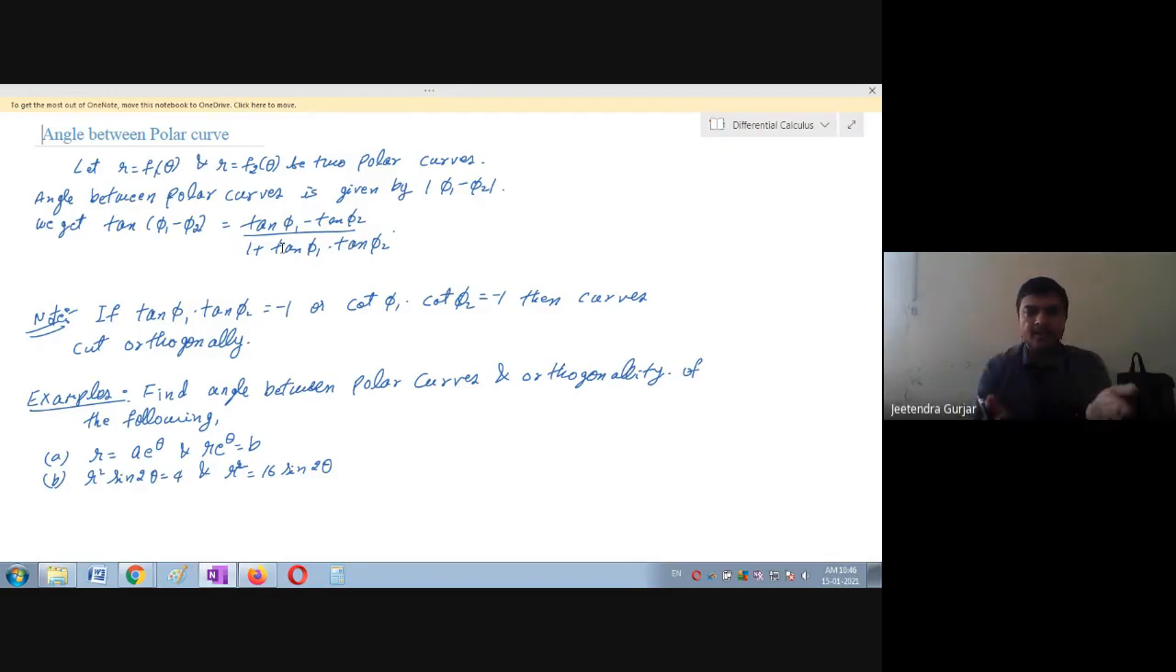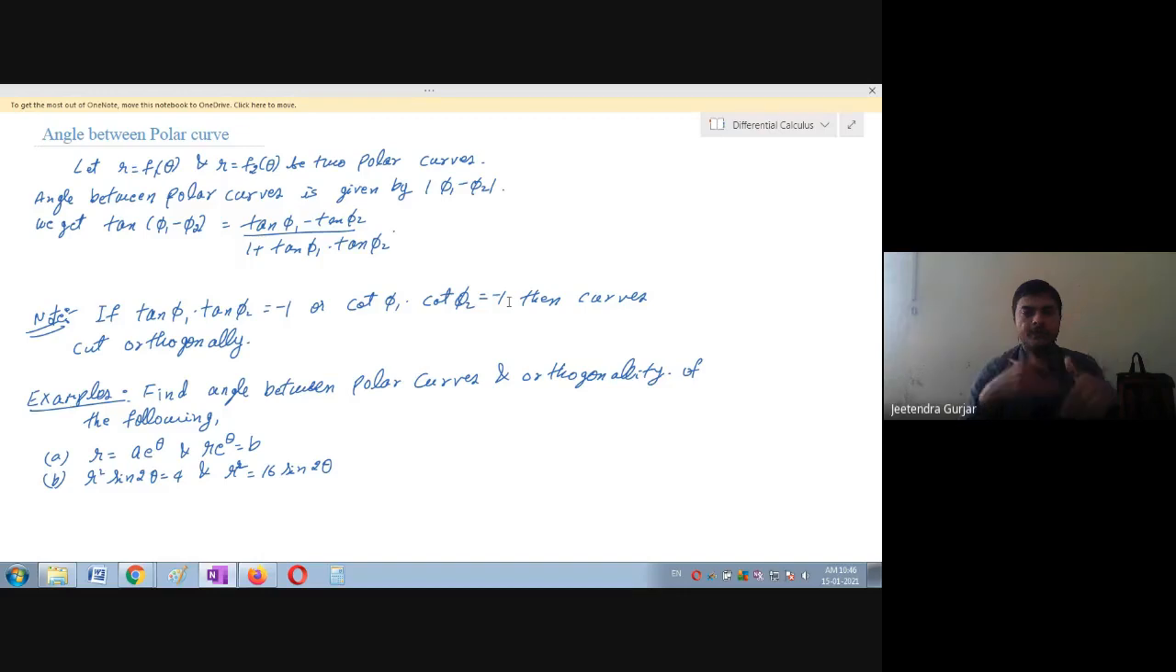Whenever this is equal to minus 1, that is, tan phi 1 into tan phi 2 is equal to minus 1 if you get, or cot phi 1 into cot phi 2 is equal to minus 1 if you get, students, one can easily see that the curves cut orthogonally.